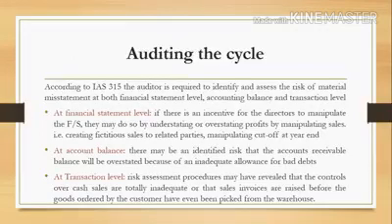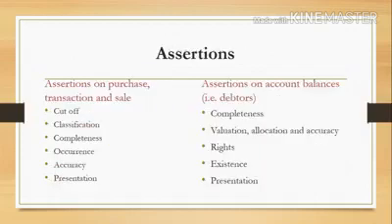At account balance, there may be an identified risk that the account receivable balance will be overstated because of inadequate allowance for bad debts. At transaction level, risk assessment procedures may have revealed that the controls over cash sales are totally inadequate, or that sales invoices are raised before the goods ordered by the customer have even been picked from the warehouse. Assertions on purchase, transaction, and sale. We have cut-off, classification, completeness, accuracy, occurrence, and presentation. Assertions on account balance. We have completeness, valuation, allocation, and accuracy, rights, existence, and presentation.